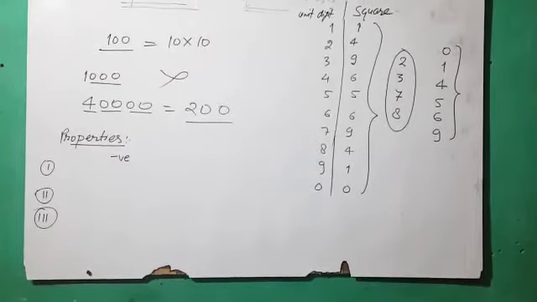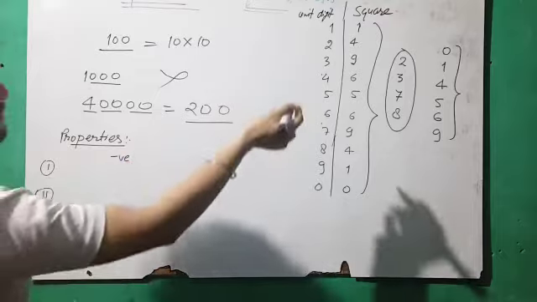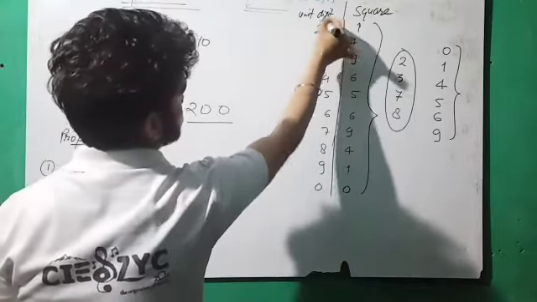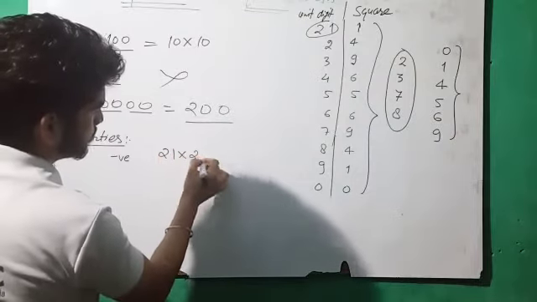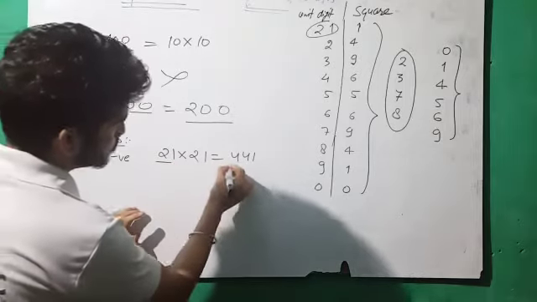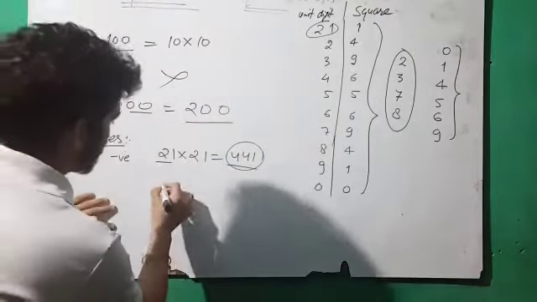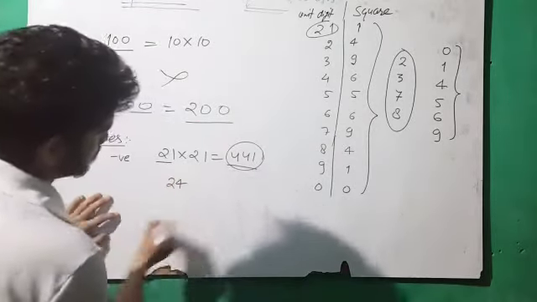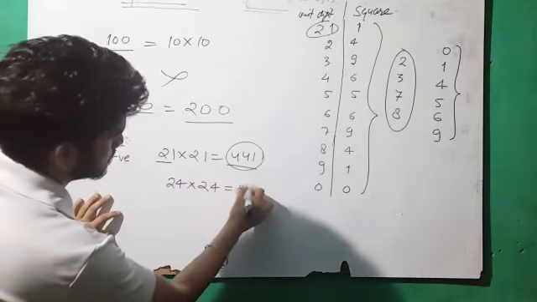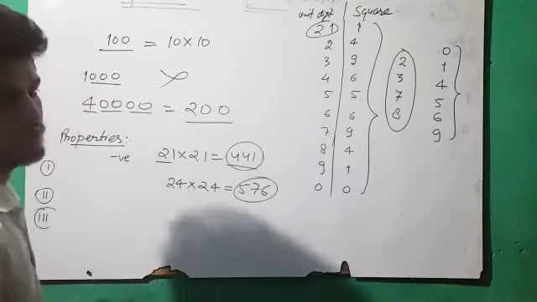Okay, next property: the square of an even number is always even and of an odd number is always odd. Like if you have 21 as a number, 21 into 21 is 441, which is again an odd number. 21 is an odd number, so the square of an odd number is always odd. If you have 24, then 24 into 24 is 576, this is an even number. It means the square of an even number is always even.